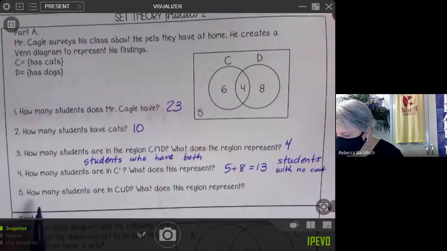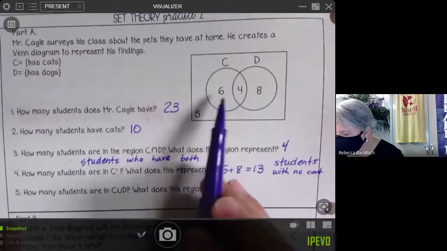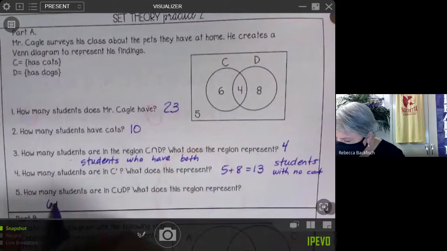All right, and then how many students are in C union D? That's the union of the two sets. That's everybody who's in any circle. So 6 plus 4 plus 8, that's 18.